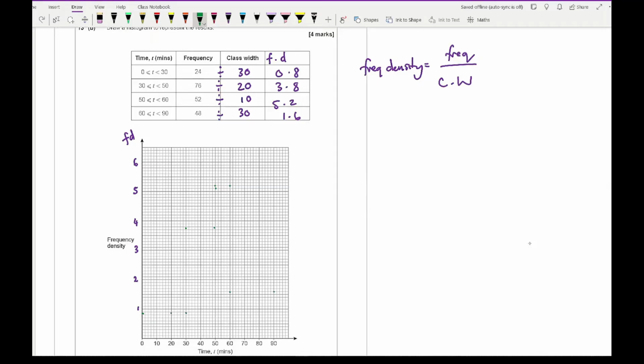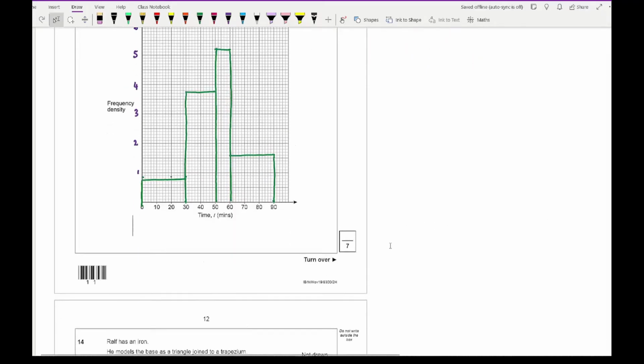So all I now need to do is simply join those points up. So 5.2 is there. Now obviously what I'm going to try and do is use a ruler, and I've got 0.8 there, and then we just need to join the lines up. Again, I strongly recommend that you do use a ruler. It's a bit fiddly using this. And there is our completed histogram. Now moving on to our next question.